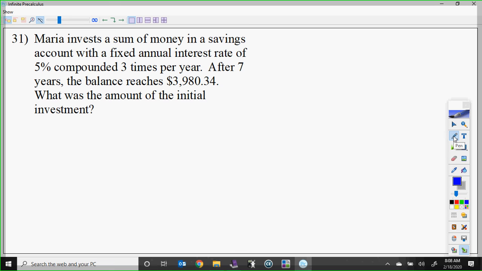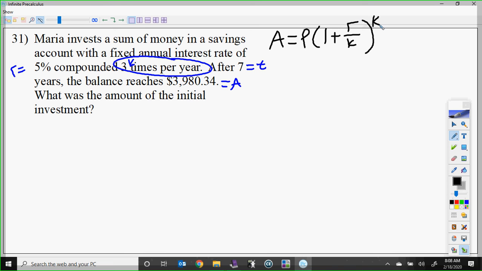Let's see here, we have an interest rate. So here is my R. We're doing K times per year, so 3 is my K, 7 is my T, and then my account balance, there's my A. So our formula equals P. Alright. So our A is 3980.34.